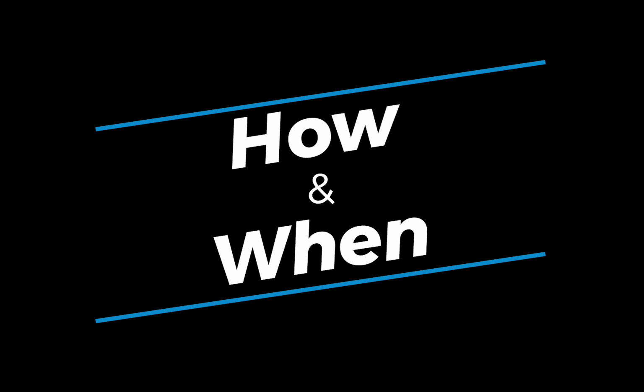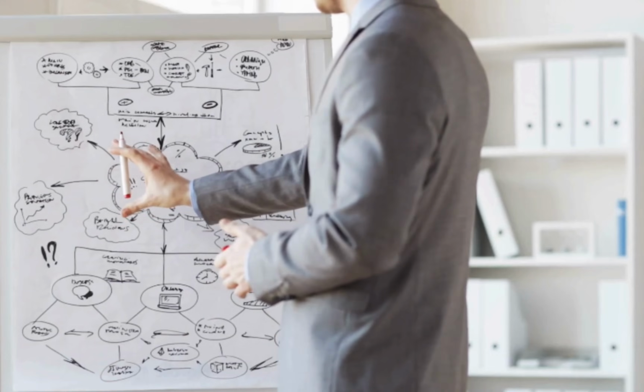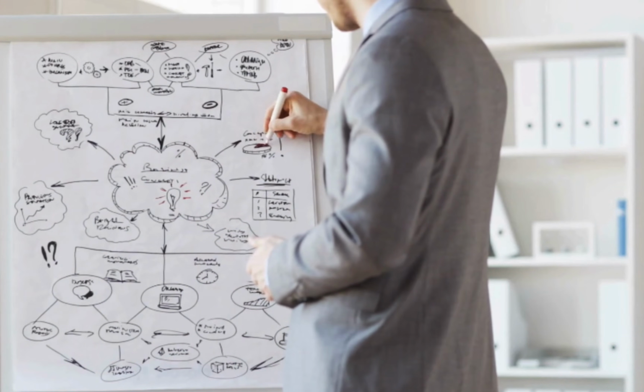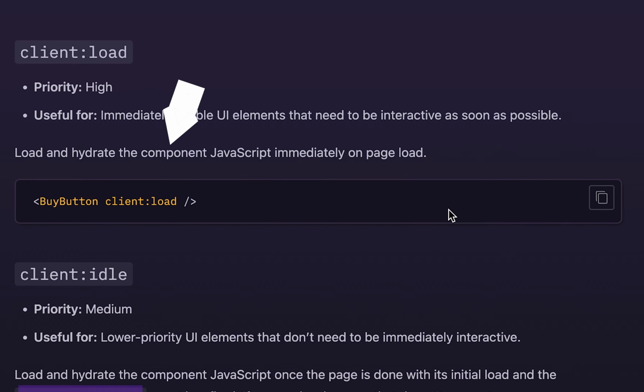One of the most crucial aspects of Astro's island concept are the client directives. These directives allow you to precisely control how and when your JavaScript is loaded. You have various options out of the box to tailor the loading strategy based on your specific needs. Client load hydrates the component immediately upon page load, ensuring that it's ready to roll right from the start.